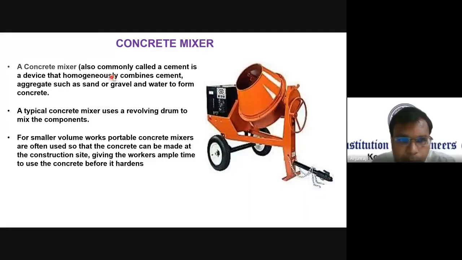And this concrete mixer is also called a cement mixer, where the cement is homogeneously combined with aggregate, such as a combination of sand, gravel, and water, to form concrete. This concrete mixer uses a revolving drum. This is the drum. It will be revolving to mix the components, sand, water, gravel, and cement. And finally, you are going to get concrete out of it.